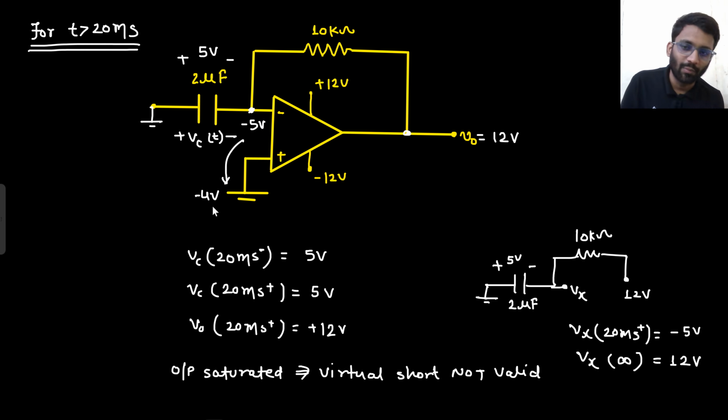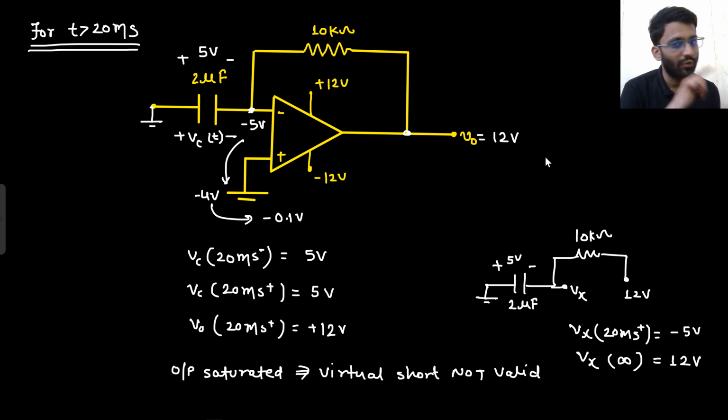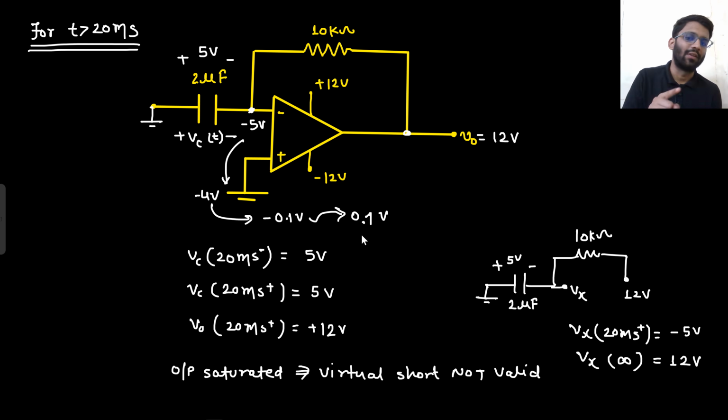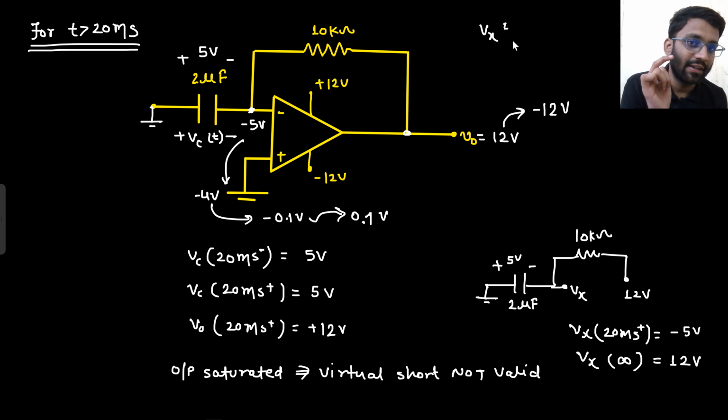There is no issue. From minus 4 to, let's just say it moved to minus 0.1 volt. Is there any issue at the output? No. Output will be at plus 12 volt only because V negative node is negative. That means V positive node is more. If it moves to plus 0.1 volt, what will happen at the output? Output will say, I will go to minus 12 volt. If output goes to minus 12 volt, then what will the Vx node say? Vx node will say, sir, currently I am at 0, but my target now, since my output has moved to minus 12 volt, is to go to minus 12.